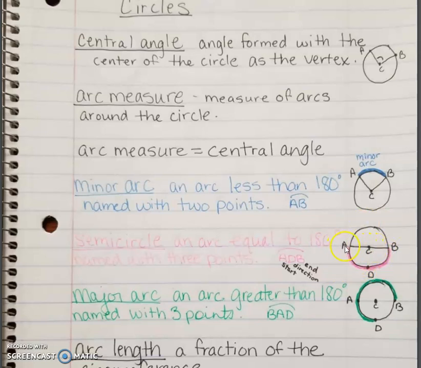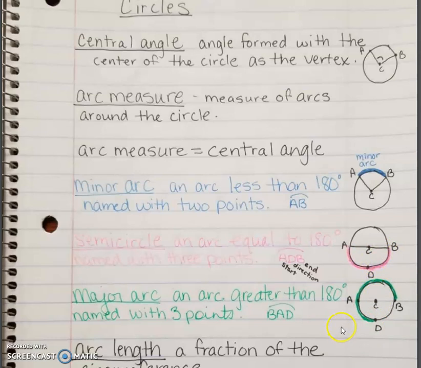So my semicircle goes from point A, that's where it's starting at. Point D is a point that is going through the arc that gives you the direction, whether to go left or right. And then point B is where it ends. So a semicircle is labeled with 3 points. So if you see anything with 3 points, it could be a semicircle or it could be our next one, a major arc. Semicircles are always equal to 180 degrees because it's half the circle, semicircle.